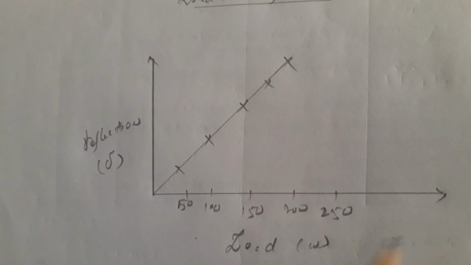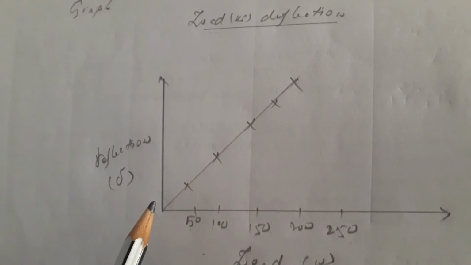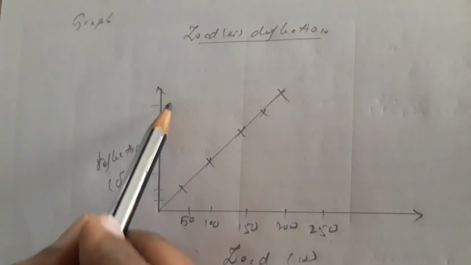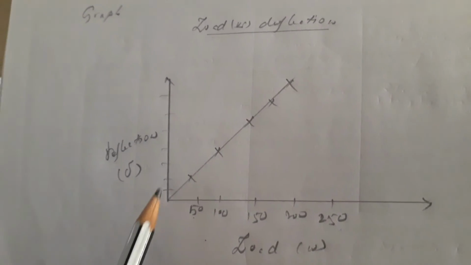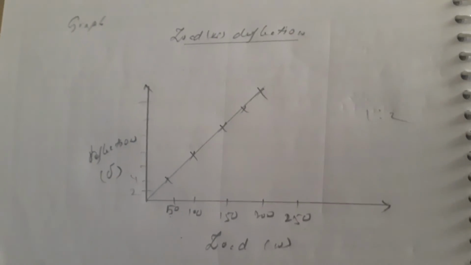So the x-axis represents 50 to 250 and the y-axis represents deflection, up to 5 readings. So you take a suitable scale, like 2, 4, 6, like a 1:2 scale reading you can consider, and then plot the graph.